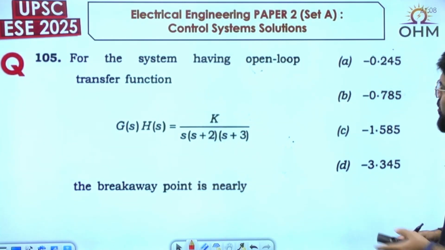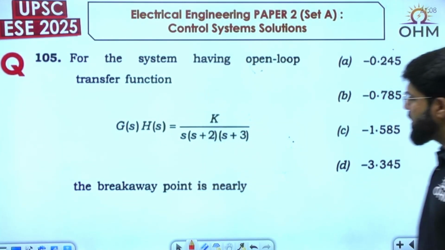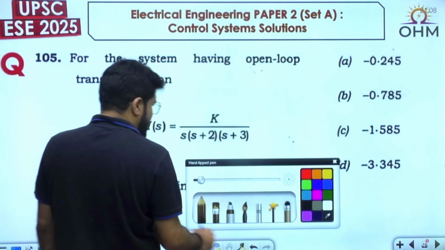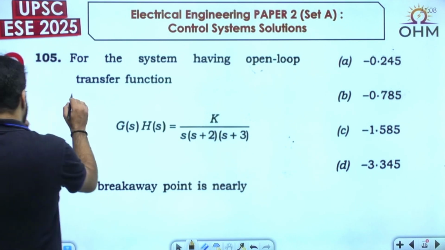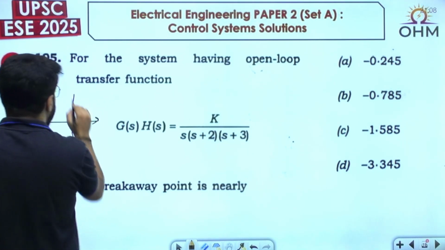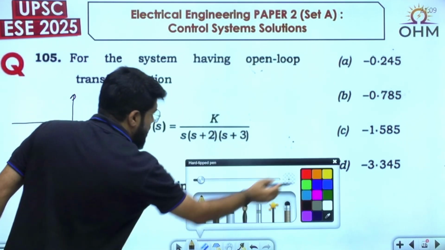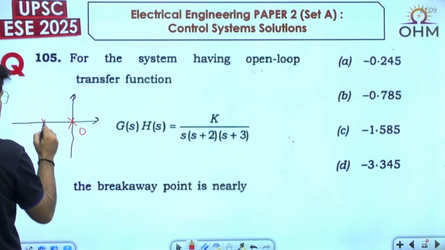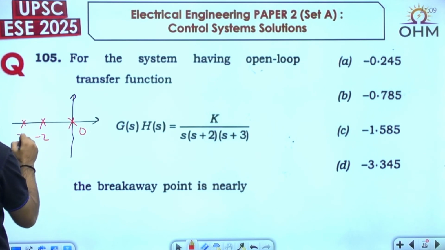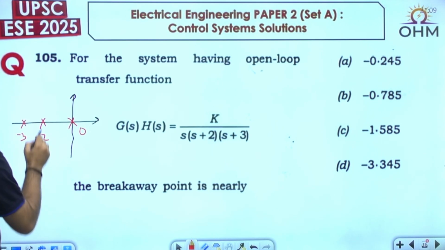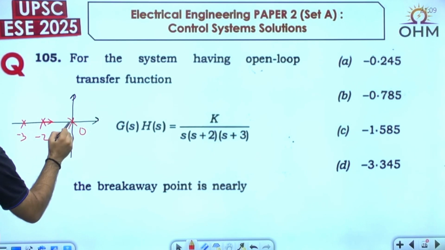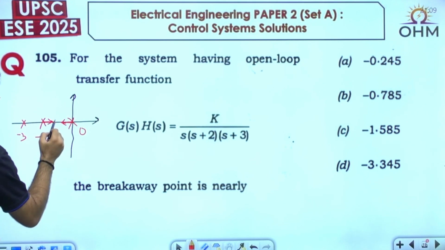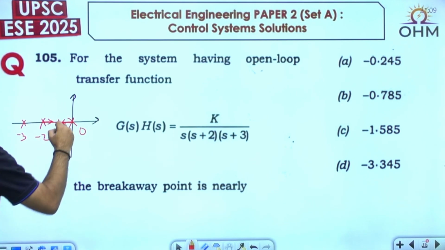For the system having the open loop transfer function G(s)H(s) equal to K upon s(s plus 2)(s plus 3), what is the breakaway point? We can solve it, but first tell me where the breakaway point is going to be, just a rough intuition. The open loop poles: one is at origin, one is at minus 2, one is at minus 3. One root locus branch will start from minus 2, one from origin. Both will approach each other and collide somewhere, and that is going to be the breakaway point.